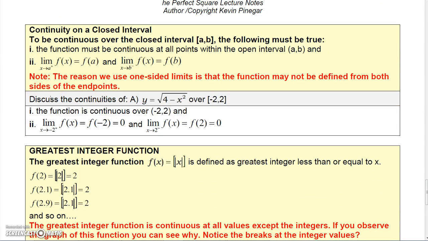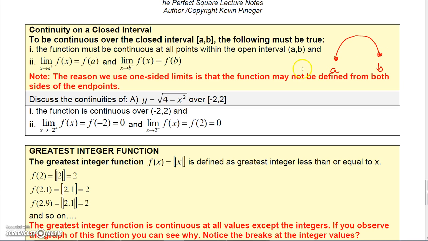Now I just want to briefly talk about continuity on a closed interval. If you had a function that was on a closed interval, say from this point A to B, well, you couldn't use the same definition that you would on a function that goes over the entire x-axis, with domain all real numbers. The reason is you couldn't talk about the limit of this function as you approach A from the left, and you couldn't talk about the limit as you approach B from the right, because the function is not defined outside of that closed interval.